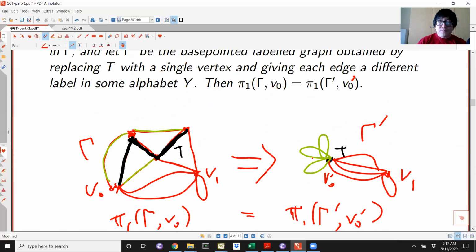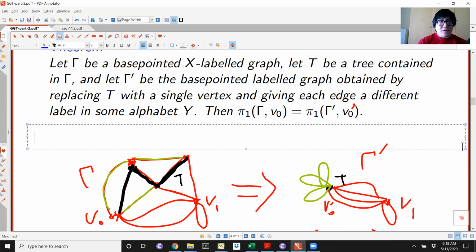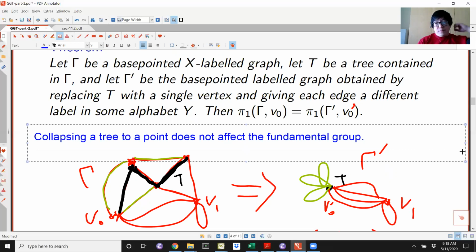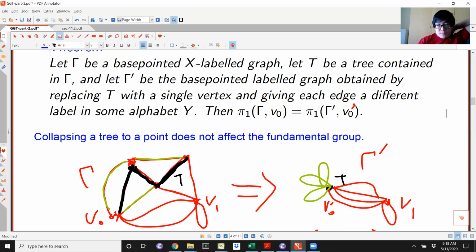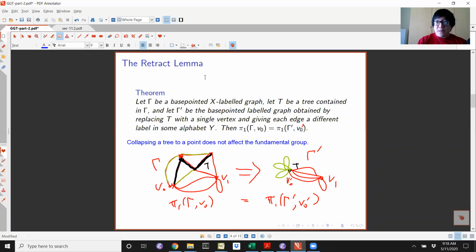So again, it's useful to have slogans often when you have theorems, and so here's the slogan that describes this theorem: collapsing a tree to a point does not affect the fundamental group. All right, so are we good about the statement of the retract lemma? Does that make sense?